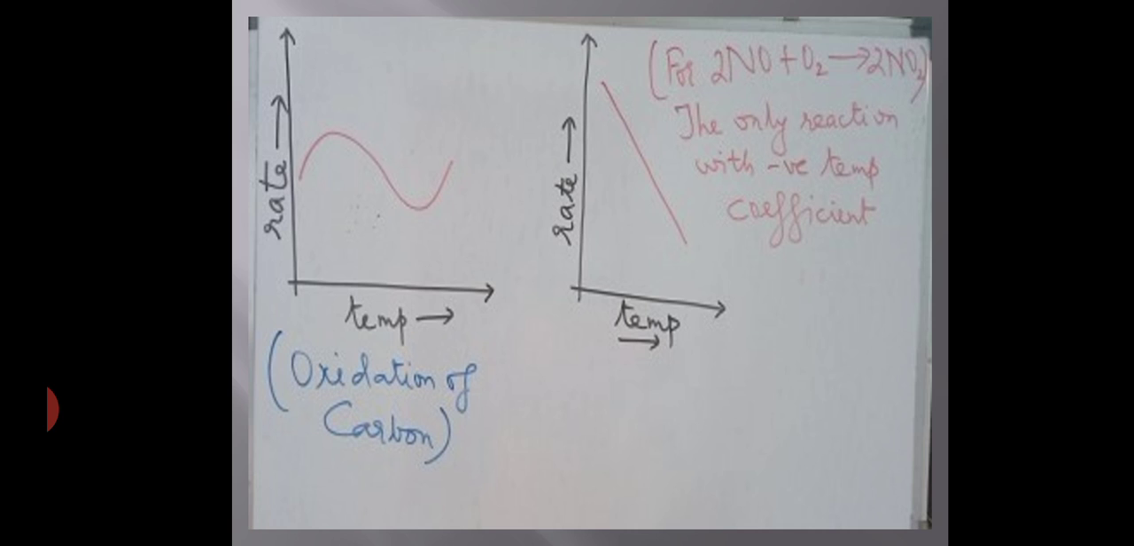How is this taking place? When carbon is oxidized it may form carbon monoxide or carbon dioxide. Initially the rate increases, after that it decreases, and again it increases. Why? Because there is a question of equilibrium. When it attains equilibrium the rate remains constant, and again it increases because the temperature increases. So with increase in temperature the rate of the reaction increases and decreases further.